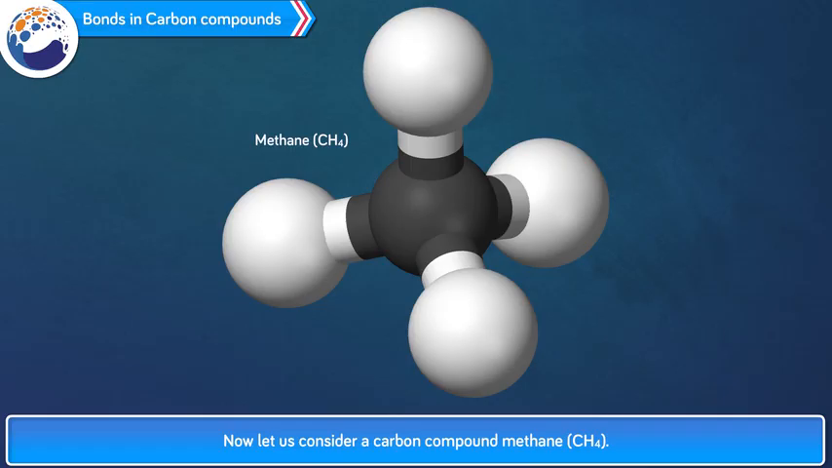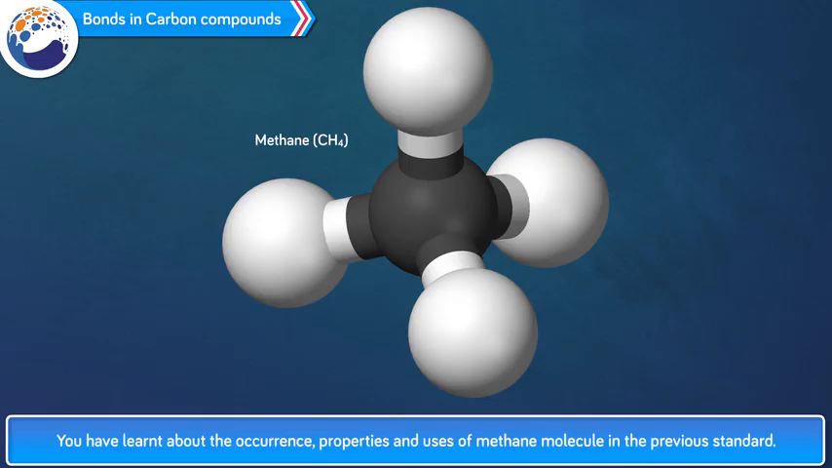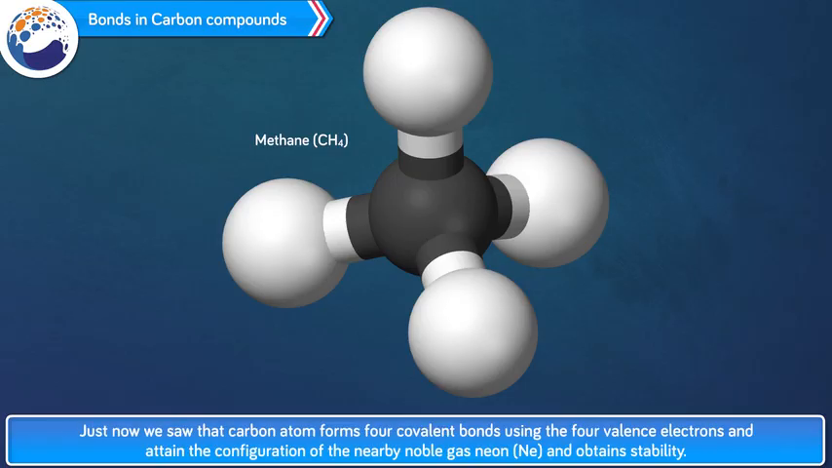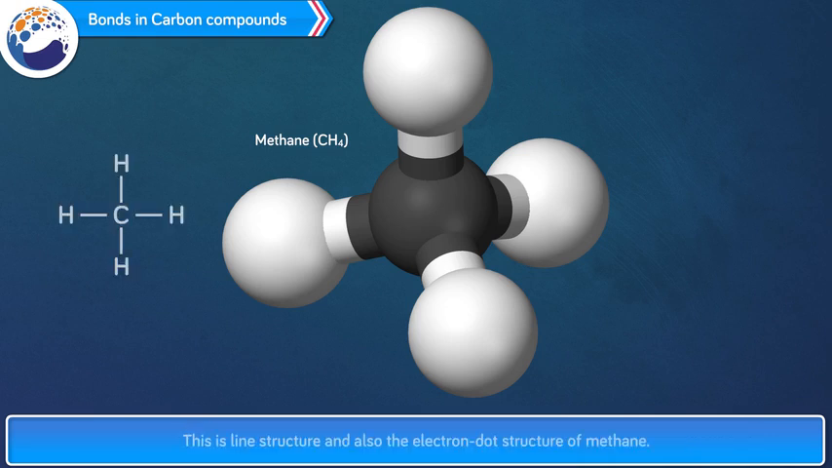Now let us consider a carbon compound, methane, CH4. You have learned about the occurrence, properties and uses of the methane molecule in the previous standard. Just now we saw that the carbon atom forms four covalent bonds using the four valence electrons and attains the configuration of the nearby noble gas neon, Ne, and obtains stability. This is the line structure and also the electron dot structure of methane.